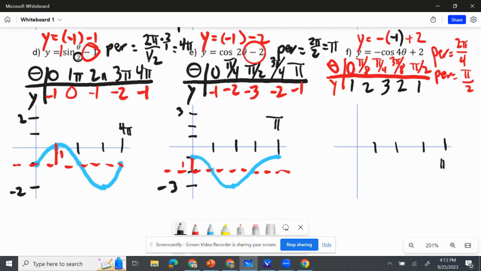So it ends at pi halves, and it goes up to 3. And so when we plot this, what we have is 0, 1, 2, 3, back to 2, and then back to 1. And we knew it was a cosine curve going down because it says cosine, and it's a negative.